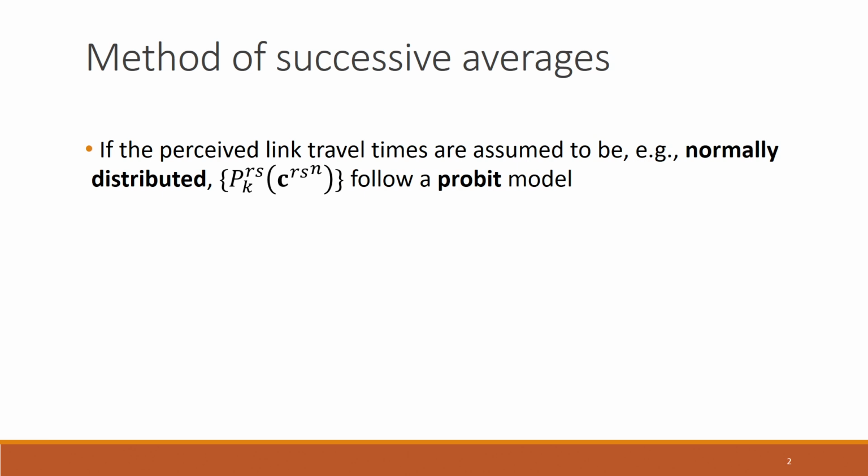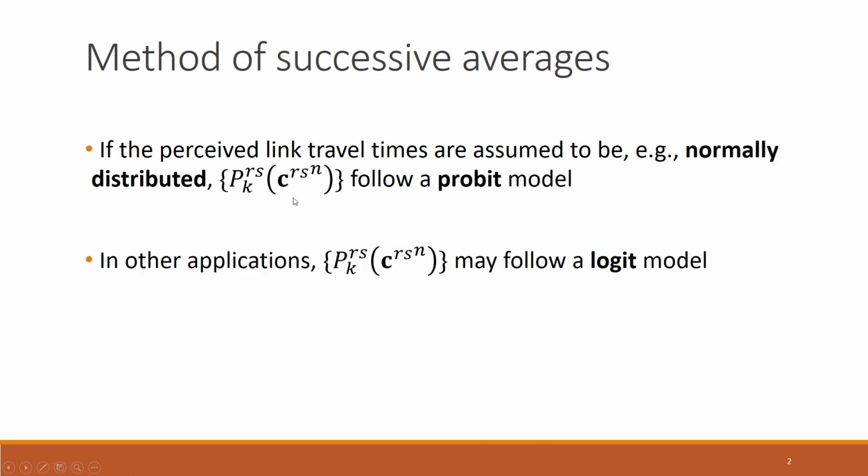So, if the perceived link travel times are assumed to be normally distributed, then the probability of finding path k given the OD pair RS and given these measured travel times CRSN at the nth iteration of this algorithm, we will have to follow the probit model. Okay, and in other applications, one can also follow that these probabilities are given by the logit model if we assume that the perceived link travel times satisfy the required assumptions.